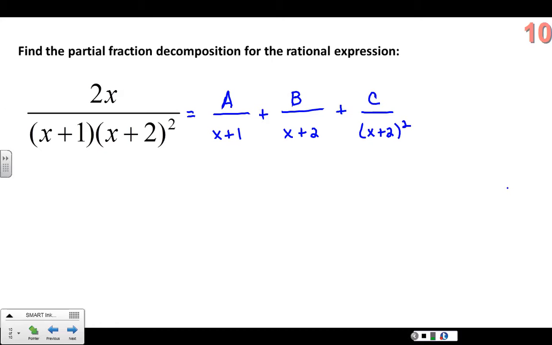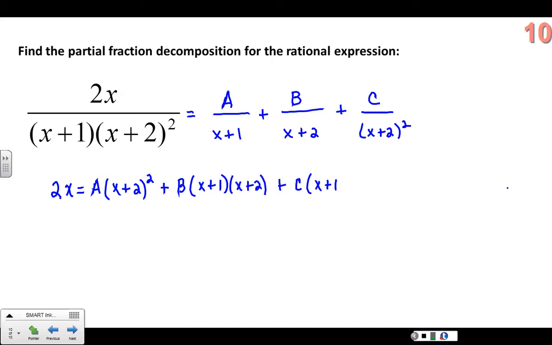Now, in that setup, if I multiply through by my common denominator, which would be x plus 1 times x plus 2 squared, I would end up with 2x equal to a times x plus 2 squared plus b times x plus 1 and another x plus 2 plus c times just the x plus 1. Okay, so let's go through some methods here to see how we can extract a, b, and c.